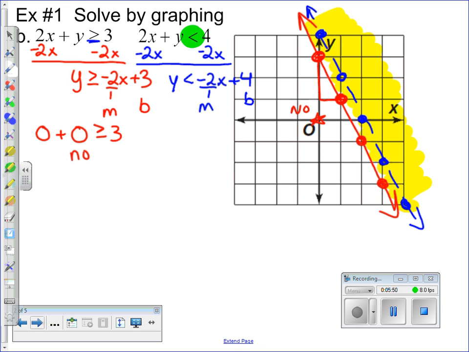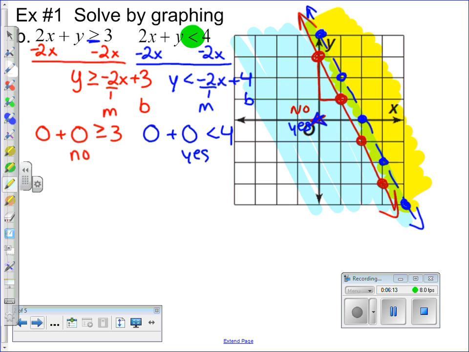Now, let's check 0, 0. 0 for x, 0 for y. Is 0 plus 0 less than 4? Of course 0 is less than 4. So this time I need to shade over top of my star. So with my pencil shading lightly, shade from the blue dotted line over to the left.